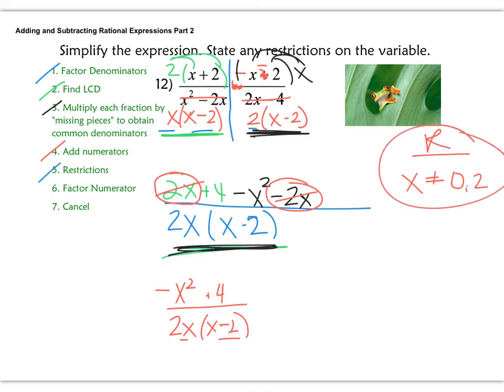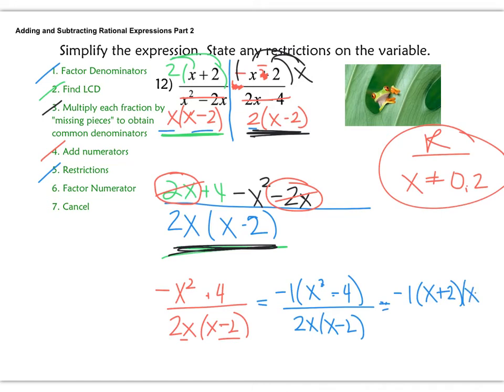Step 6, factor the numerator. We know if that first one's negative, we can't leave that, so we take out the negative 1, which would give me x squared minus 4 over 2x, x minus 2. And then, yay, that's my favorite, difference of squares. So we have negative 1, and that would be x plus 2 and x minus 2 over 2x, x minus 2.